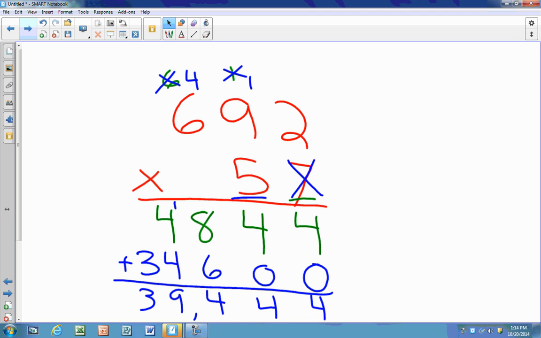So this is all for lesson 20 for module 1 for multiplying 2-digit by 2-digit and 3-digit by 2-digit.